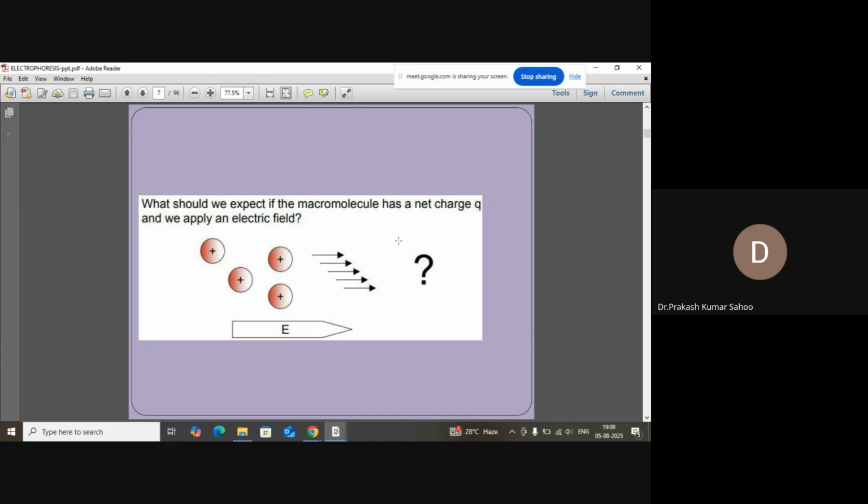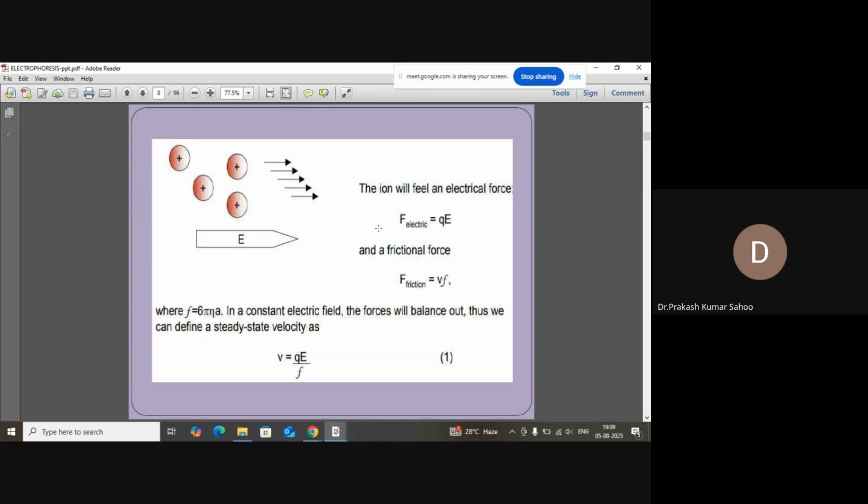And what should we expect if the macromolecule has a net charge Q and we apply an electric field? The force will be F equal to Q times E, where a frictional force will be there, and F is 6 pi eta r, and the velocity will be QE by F.